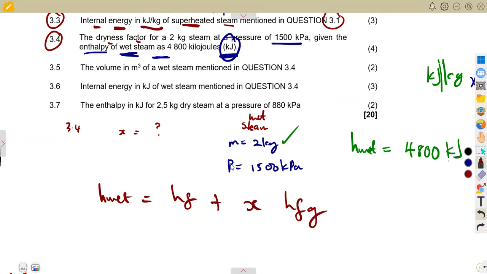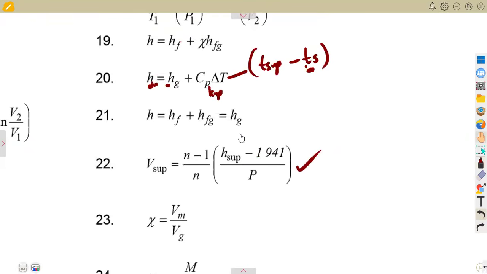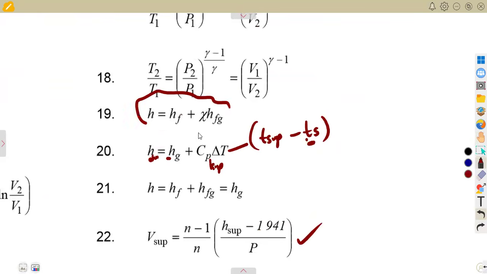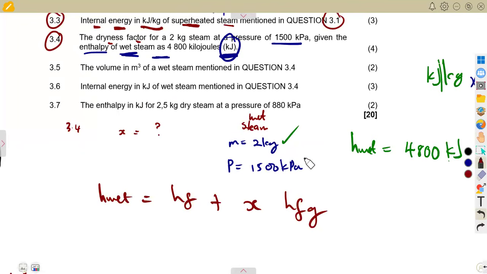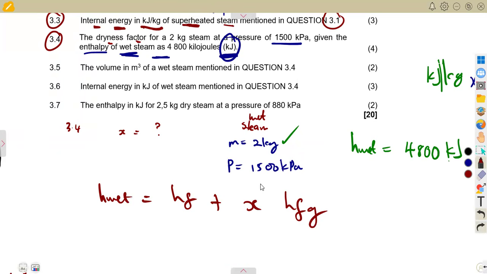I talked about this formula before. Let us go back to the formula sheet for the recap. This formula is for H wet, where X is there. So it's HF plus XHFG. This formula is not giving you the answer in kilojoules, no, but it gives us directly the answer in kilojoules per kilogram. This is the basic unit of the enthalpy. The basic unit of enthalpy is kilojoules per kilogram.